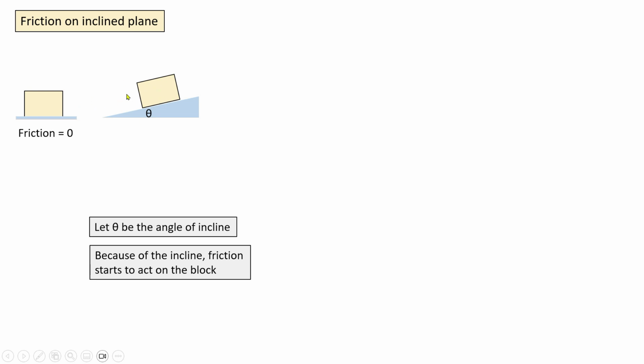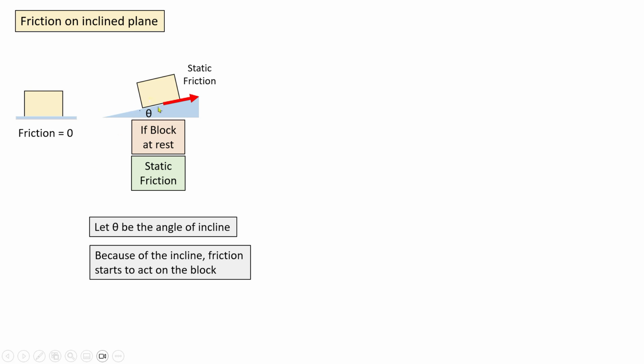the plane. Even though the block has a tendency to go down, still it is possible that the block can be at rest. And how is it possible? Because friction is acting up the plane. Now, since the block is at rest, that is why the friction involved is static in nature.